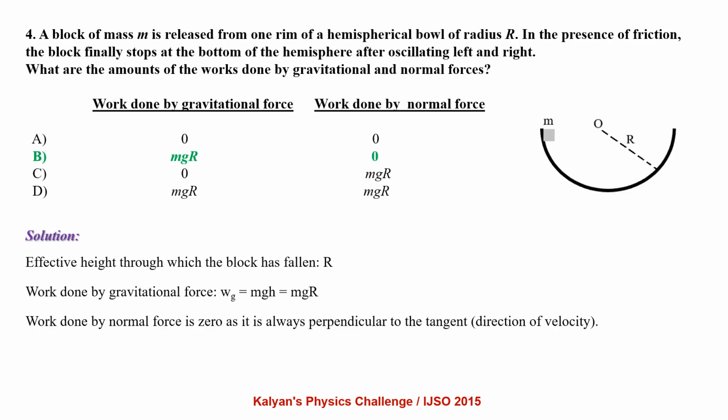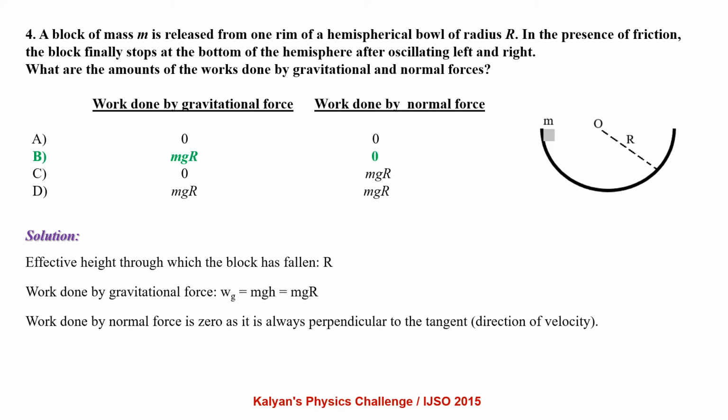A block of mass m is released from one rim of a hemispherical bowl of radius capital R. In the presence of friction, the block finally stops at the bottom of the hemisphere after oscillating left and right. What are the amounts of work done by gravitational and normal forces?